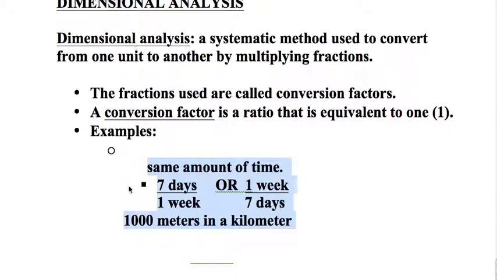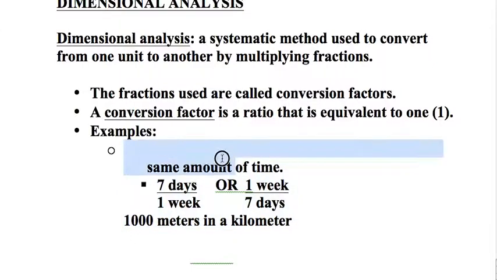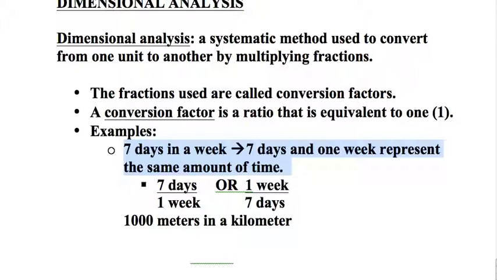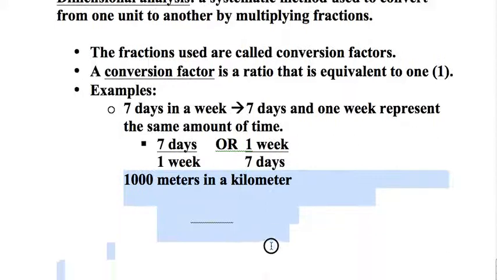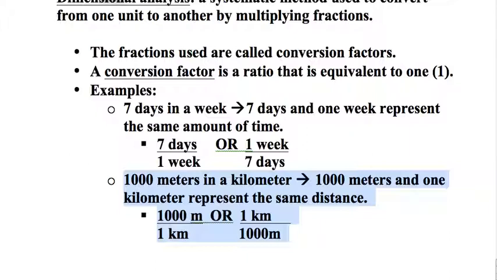So, for example, you can have 7 days in a week, or you can write it 1 week and 7 days. The reason that is considered equivalent to 1 is because they both represent the same amount of time. If we look at this next example, we have 1,000 meters and a kilometer. So 1,000 meters and 1 kilometer represent the same distance. That's why they're considered equivalent to 1. And you can write that as a fraction or as a ratio. It's either 1,000 meters over 1 kilometer or 1 kilometer over 1,000 meters.